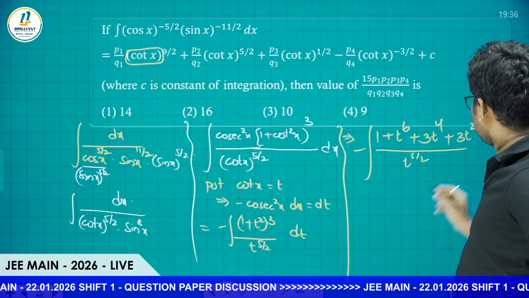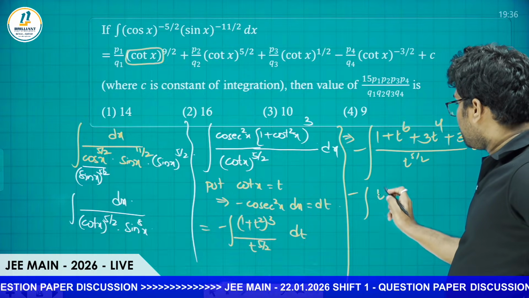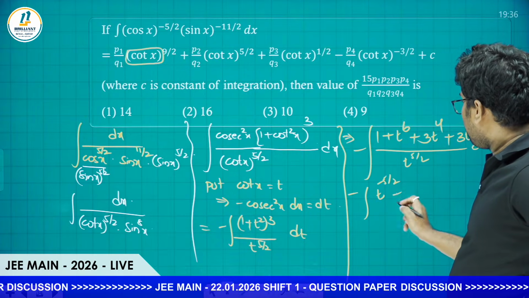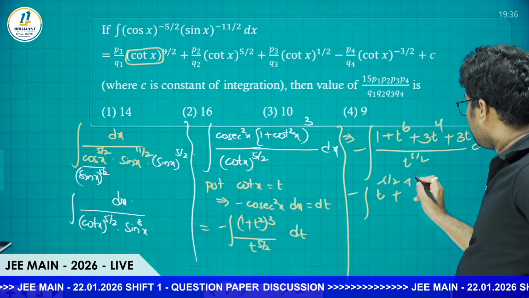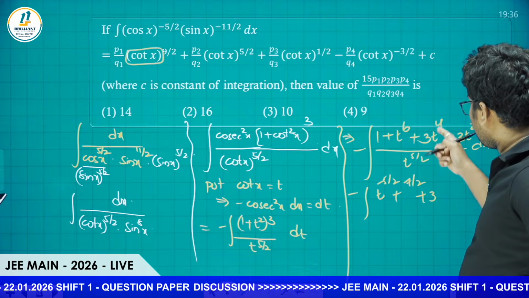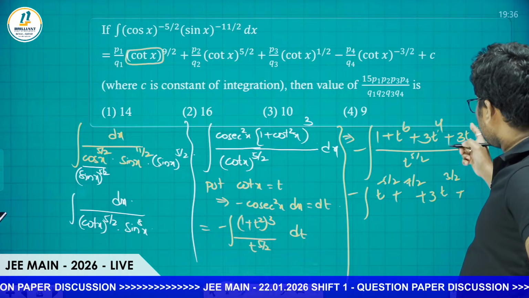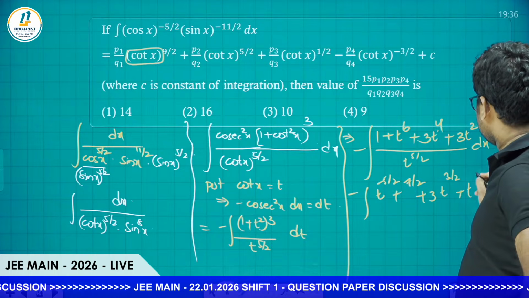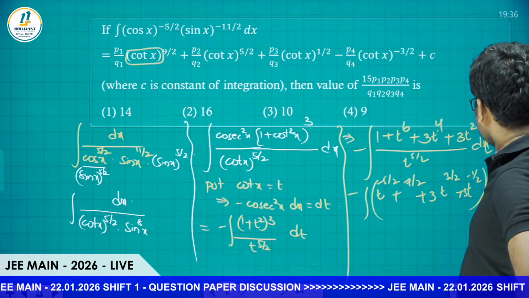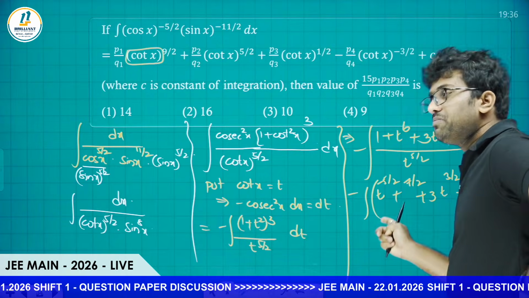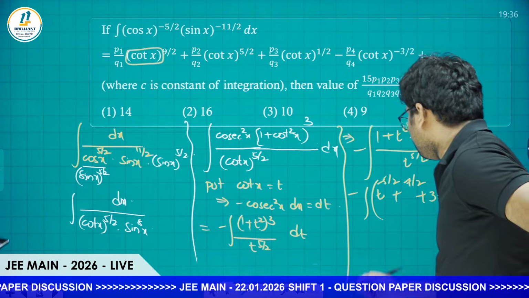Now 1 by t power 5 by 2 is t power minus 5 by 2. Plus 6 minus 5 by 2 will be t power 7 by 2, plus 3 times 4 minus 5 by 2 will be 3 by 2, plus 2 minus 5 by 2 will be minus 1 by 2, 3 times t power minus 1 by 2, whole dt. Now this is simple exponent integration: exponent plus 1 by n plus 1.